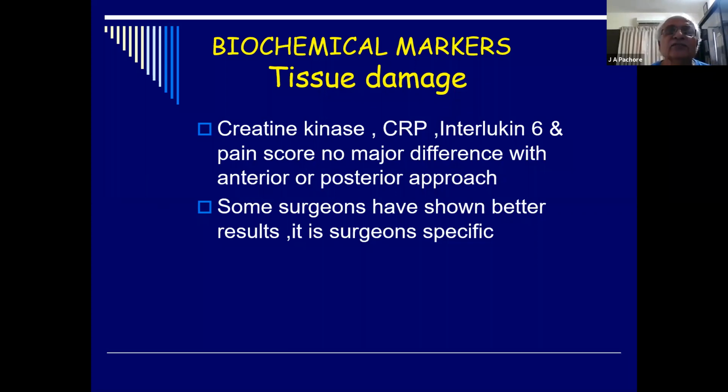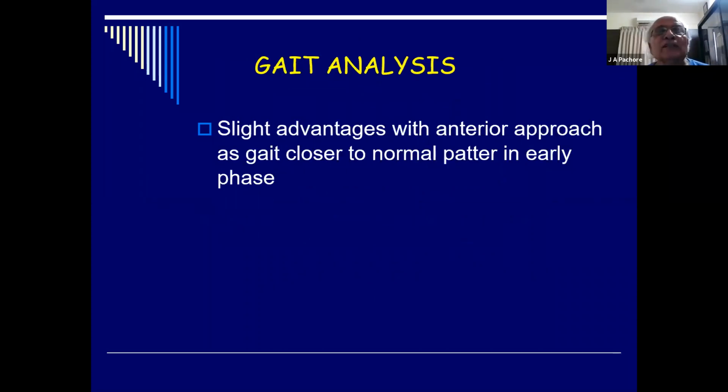Gait analysis: slight advantage with the anterior approach because the gait is closer to normal pattern in the early phase. But as I told you, after about 12 months or so, both gaits are almost the same. Whatever approach you use, whether posterior, anterolateral, or anterior, they are all right after about 12 months. But definitely the greatest advantage is that people are able to go and join the job before 6 weeks.